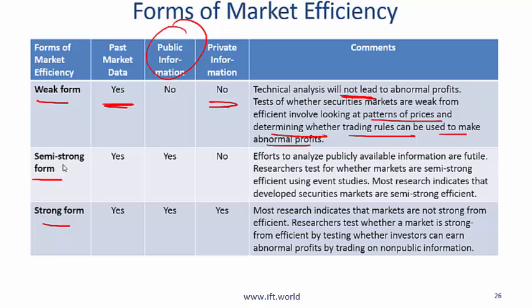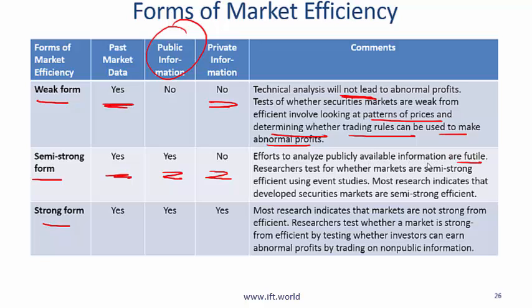Semi-strong builds on top of weak form. So semi-strong form says that the market is weak form, and in addition, public information is built into the stock. However, private information is not built in. Efforts to analyze publicly available information are futile.